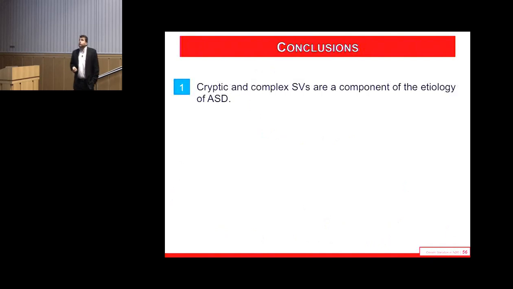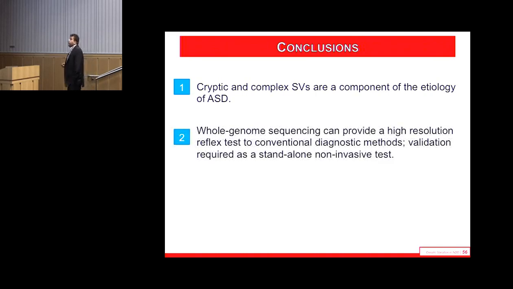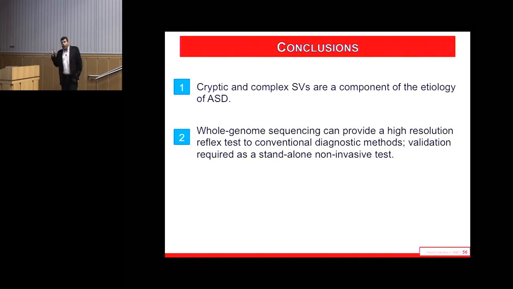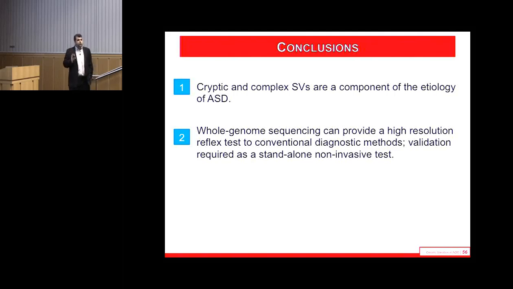Okay, so conclusion. Cryptic and complex structural variations are a component of the etiology of ASD. They're not an explain all, but they certainly do have a role in autism and neurodevelopmental disorders. I think whole genome sequencing can really provide a high resolution reflex test. Conventional diagnostic methods, there's a lot of debate in how pervasive sequencing should be in diagnostics, and that's a big debate. I think this offers a high resolution option, particularly for pregnancies in which we can give them the exact breakpoint, and then those decisions can be made after that.